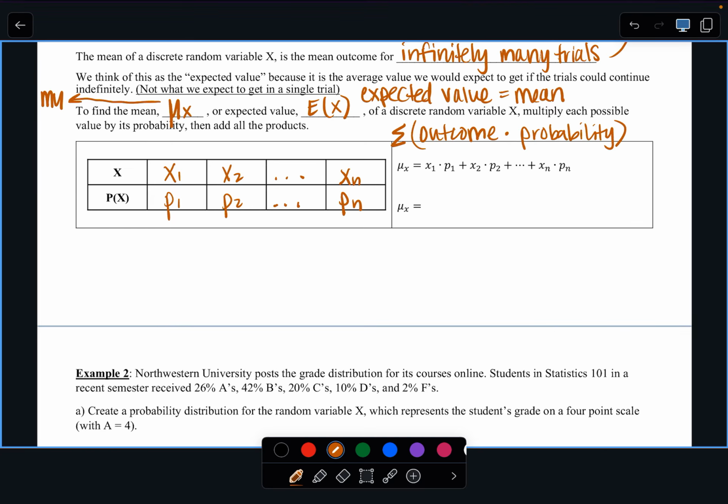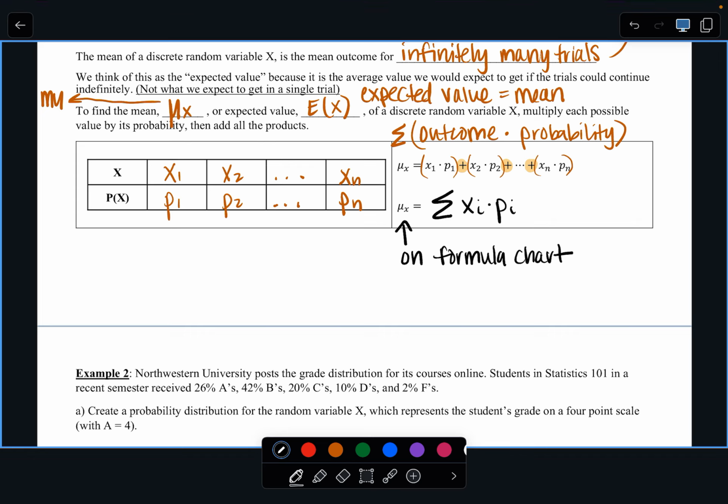So the first line that you see is not the one that's on the formula chart, but it is showing you what it's doing. x1 times p1, x2 times p2, xn times pn, and then we add them all together. Now, what you'll actually see on the formula chart from College Board is the sum of xi times pi. So this one is on the formula chart. If it is on the formula chart, it will be on your test, so you don't have to memorize it.